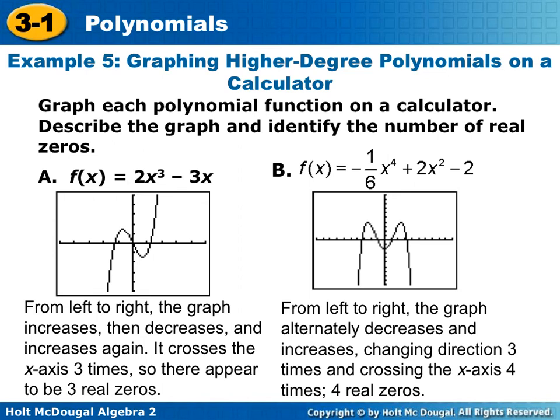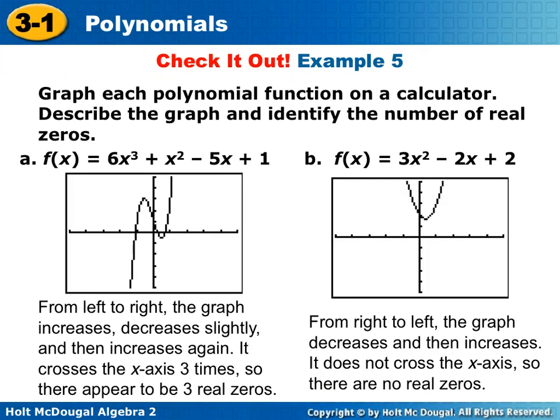So if you look at the first one, it's increasing all the way up to here, decreasing, then increasing. The number of zeros is how many times does it cross the x-axis. I got one here, and one here. So this one's going to have 3 real zeros. Next one, increasing, decreasing, increasing, decreasing, and how many zeros? You got one here, one here, one here, and one here. So this one has 4 real zeros.